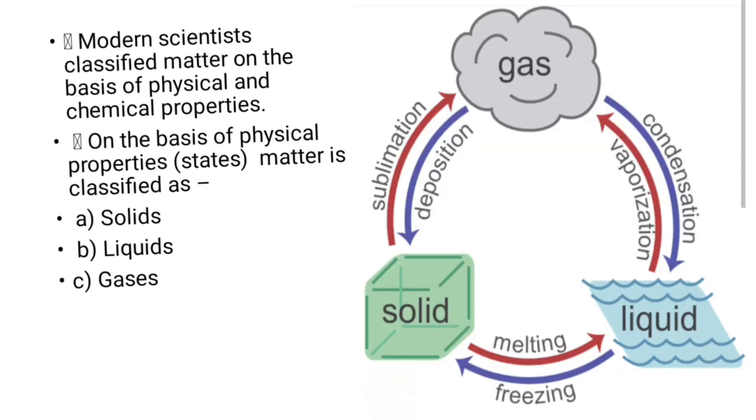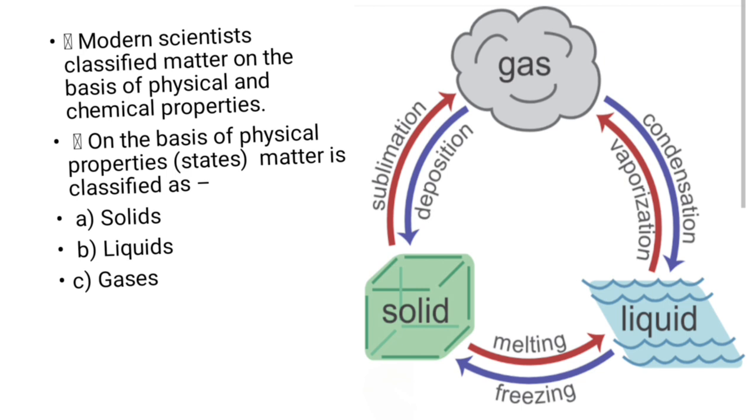And the modern scientists classify matter. So, what is matter? Anything that occupies space with mass is called matter. The ancient people classified it into 5 basic elements: water, air, earth, fire and sky. Now the modern scientists classify matter based on its physical and chemical properties.